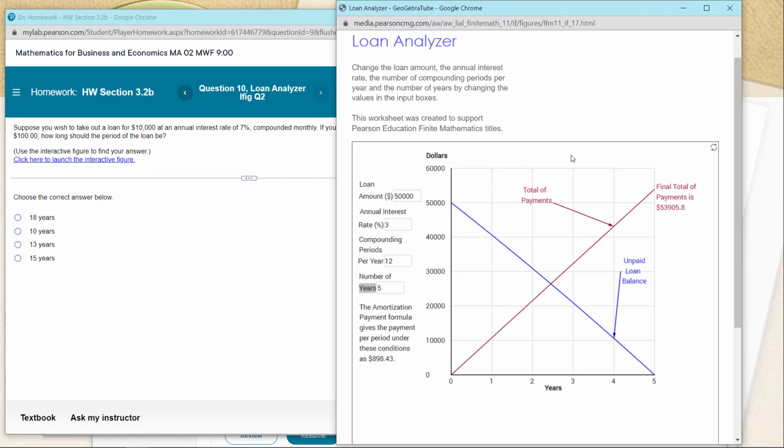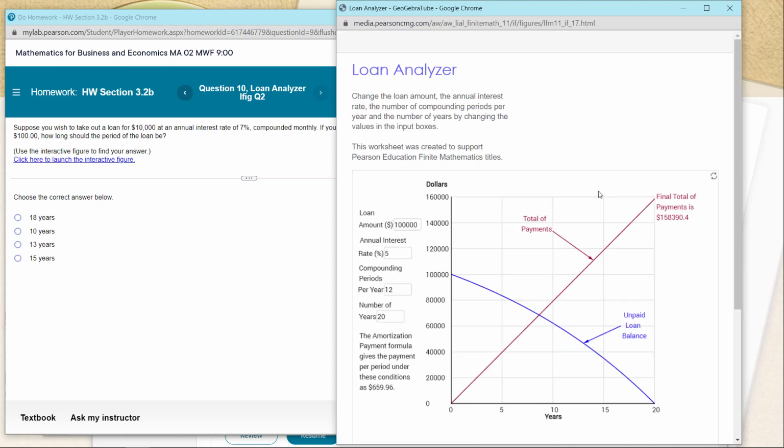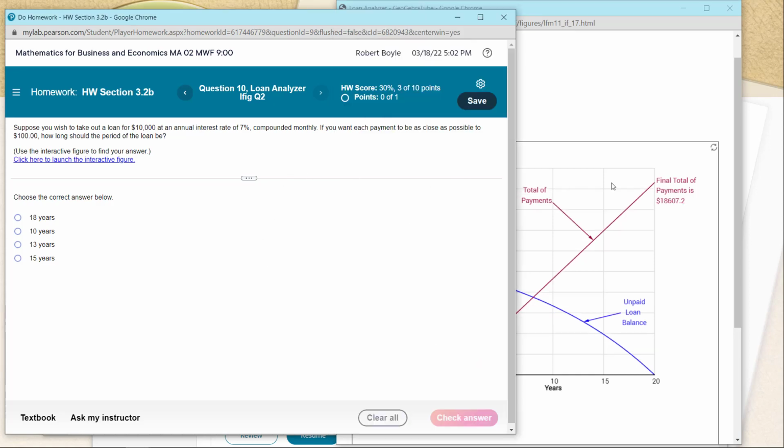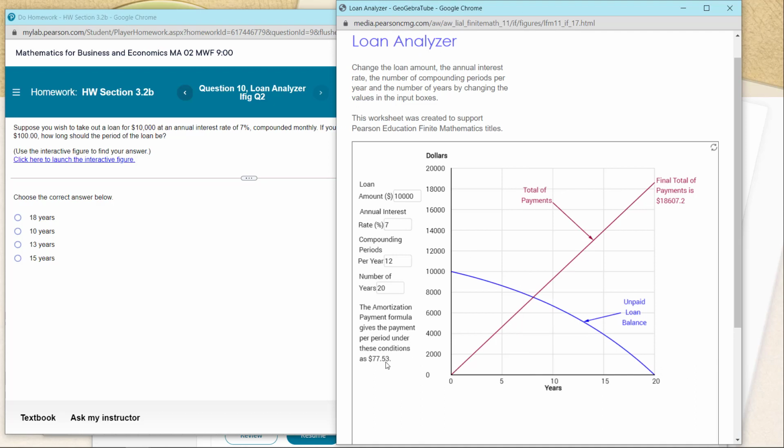Well, once again, we're going to be using the loan analyzer. Oh, actually, it is the same tool. Okay, so we are going to take out a loan for $10,000. Right now that's 100,000. Let's make it 10. There we go. The interest rate is going to be 7%. We are compounding monthly. Now we want the term of the loan to be adjusted so that our payment down here is 100.